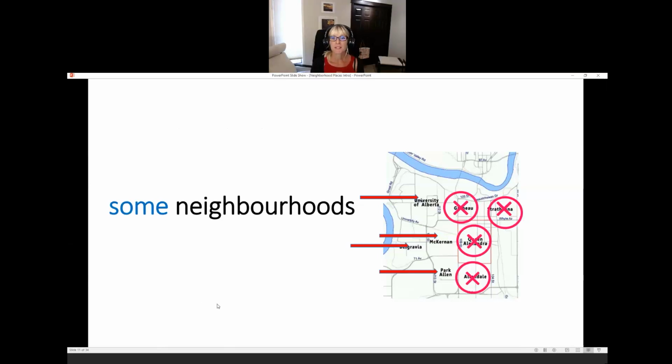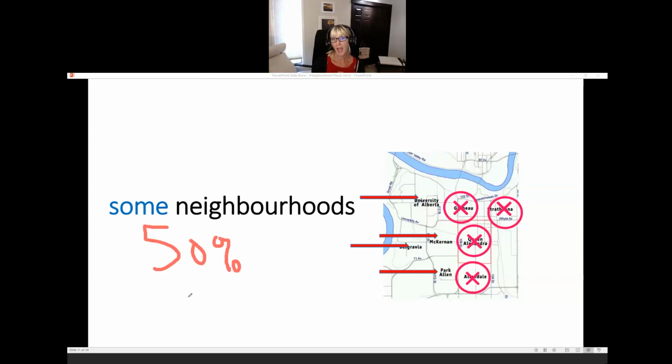And then we have the word some. Some is about half. It's about 50%. Maybe we ask, how many neighborhoods have a supermarket, a bigger supermarket? Well, some neighborhoods have big supermarkets. Not all, not many, about half. Some neighborhoods have supermarkets.